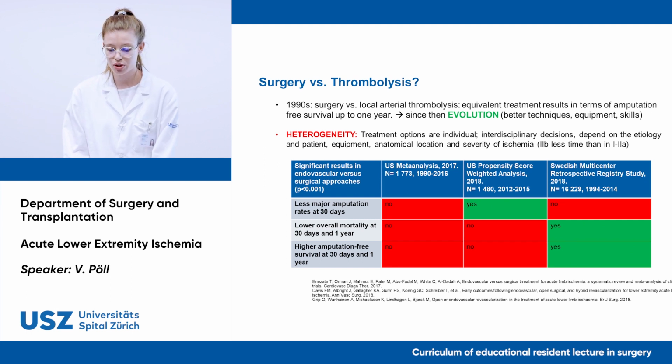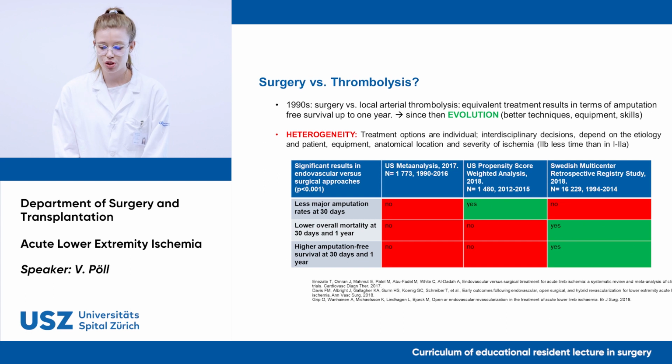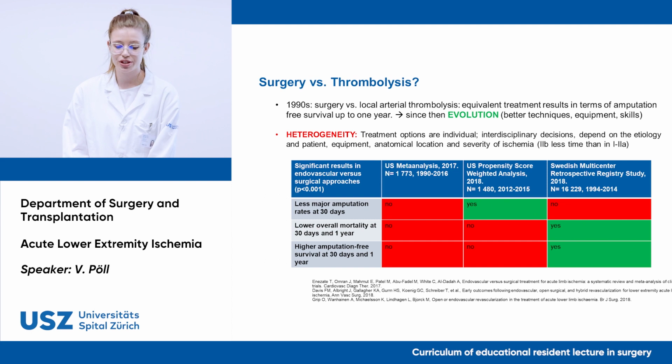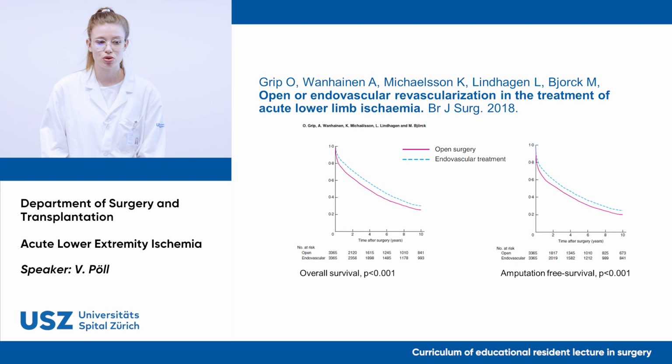And now I would like to focus on the largest study today, including more than 16,000 patients from 2018. This is a Swedish multi-center retrospective registry study, and they found a lower overall mortality at 30 days and at 1 year, as well as a higher amputation-free survival at 30 days and 1 year in endovascular approaches compared to surgical approaches. So you can see these results visually here in these 2 Kaplan-Meier curves. Not only did they find a higher overall survival in endovascular treatment, but also a significantly higher amputation-free survival.